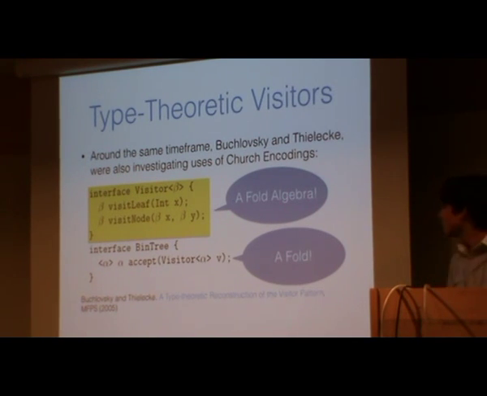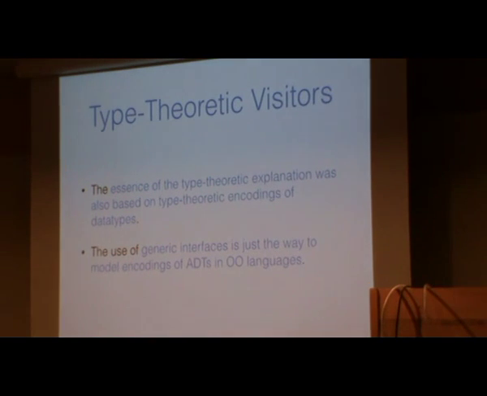Okay? So again, in this work, the essence was based on type theoretic encodings of data types. And the use of generic interfaces in object-oriented languages were just a way for them to model algebraic data types, if you wish, or to have an encoding of algebraic data types in an OO language.